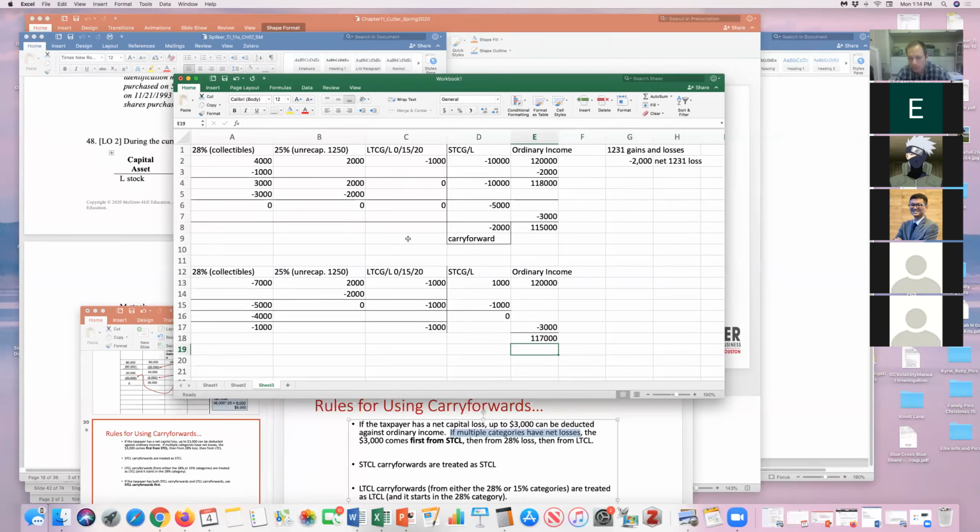Yeah, so basically every single loss is only limited to 3,000. Doesn't matter which, right? Right, exactly, except if I had a net 1231 loss, there's no limit on those. Okay, so this could have been 12,000, and I still would have subtracted it here. Okay. Thank you.